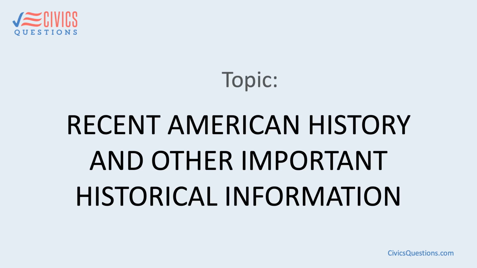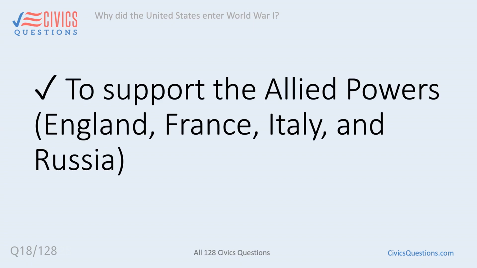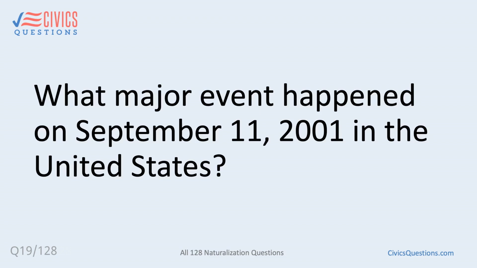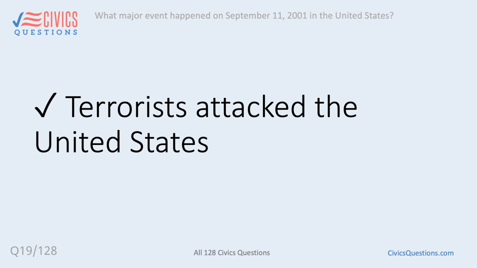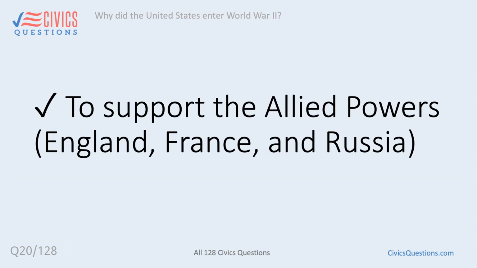Recent American history and other important historical information. Why did the United States enter World War I? To support the Allied powers, England, France, Italy, and Russia. What major event happened on September 11, 2001 in the United States? Terrorists attacked the United States. Why did the United States enter World War II? To support the Allied powers, England, France, and Russia.